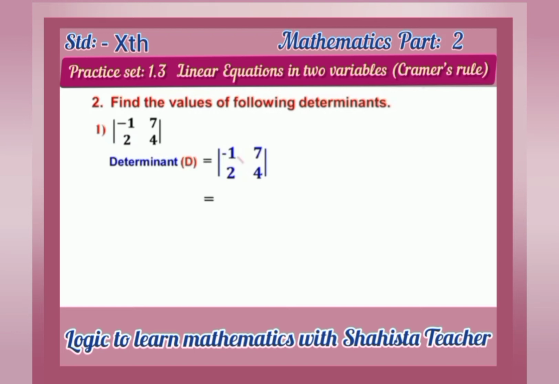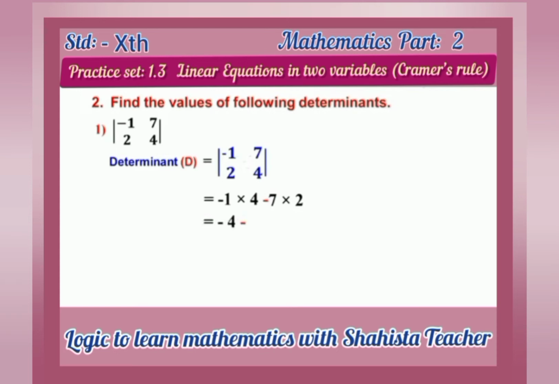Here we are doing cross multiplication. So minus 1 multiplied by 4, minus 7 multiplied by 2. Now similarly we will do the second cross multiplication. So 7 multiplied by 2. Minus 1 multiplied by 4 gives us minus 4, minus 7 2s are 14.